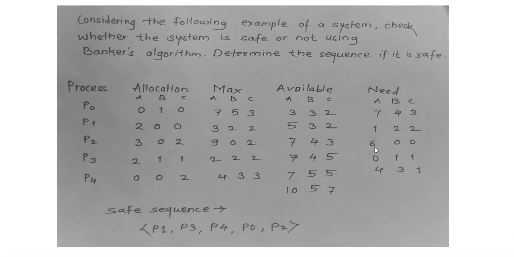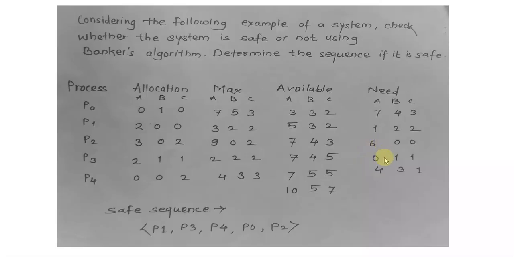The requirement of the P2 process is what? 6, 0, 0. The requirement of B and C is 0, but the requirement of A is 6, and we have only 5 instances of resource A. So we are not going to allocate these resources to process P2.